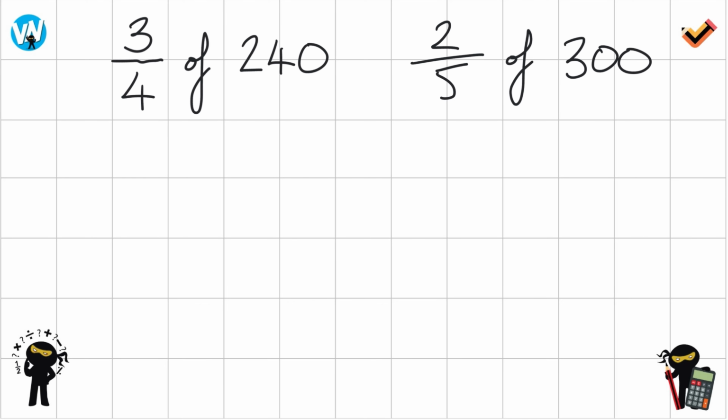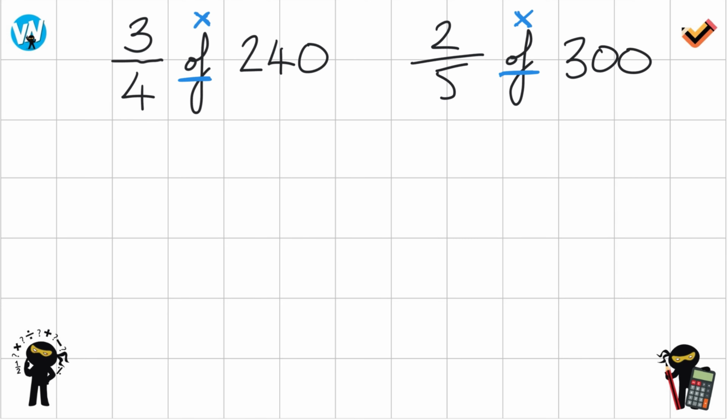So again, just to reiterate that, if this question here said 3/4 times 240, or 2/5 times 300, it's basically just saying "of." So if we see those, there's nothing to get panicky about. It's just the same thing. All we're trying to do is find 3/4 of 240, which will basically go into divide by the bottom, times by the top. Divide by the denominator, multiply that answer by the numerator.